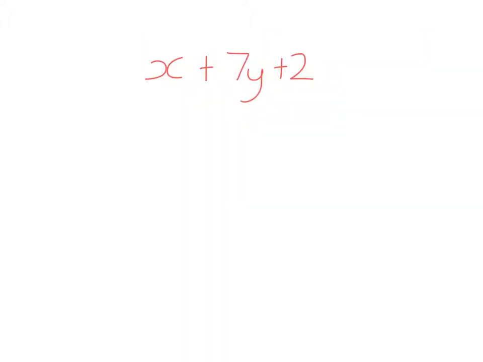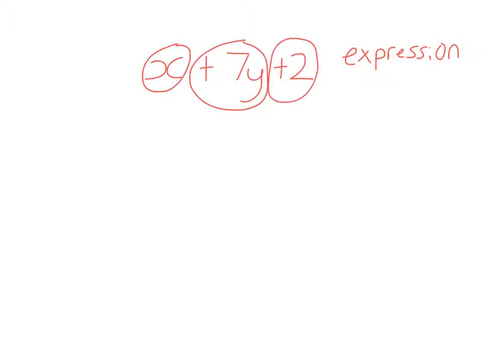So let's look at what we have here. This here is called an expression. It's just a whole heap of terms. The terms are separated by plus and minus signs. So this is one term, this is another term, and this is another term. So here there are 3 terms. Basically a term is just a sequence of letters and numbers stuck together.